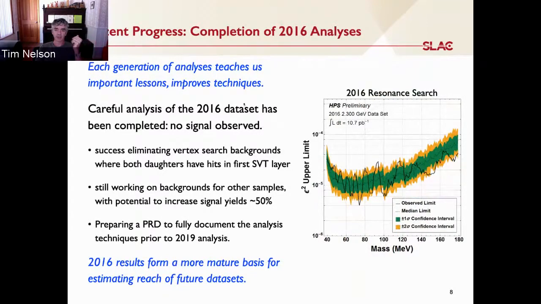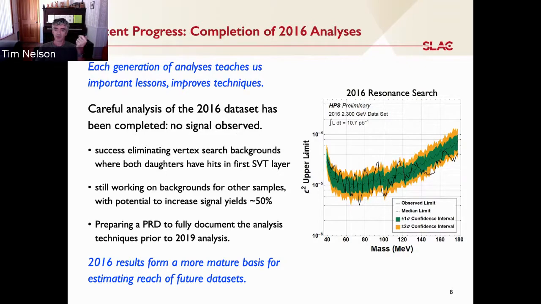Since the 2019 run, a couple of notable areas of progress. First, the completion of the analysis of the 2016 data set. Each generation of these analyses, again, has taught us some important lessons and helped us improve our techniques. And the 2016 data set's been no different. Careful analysis of the 2016 data set's been completed.